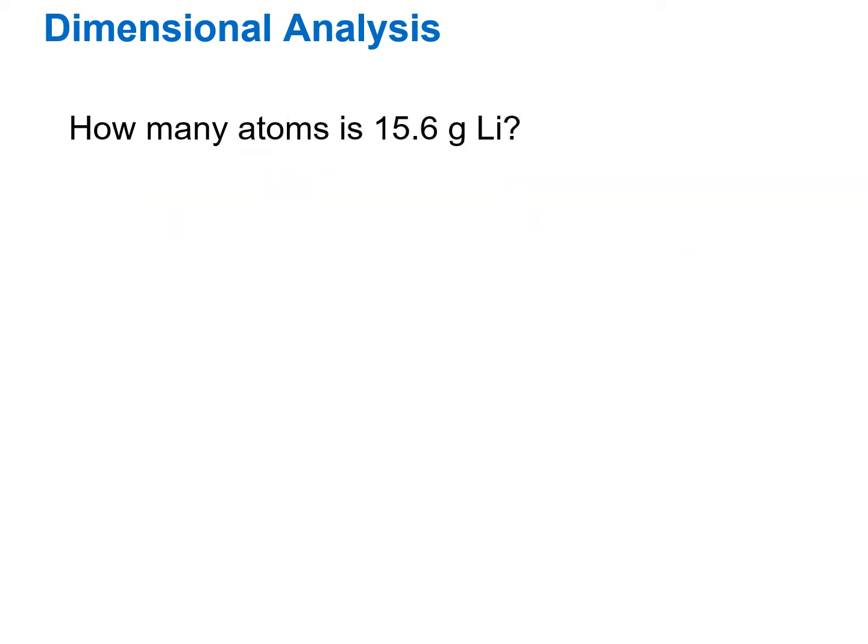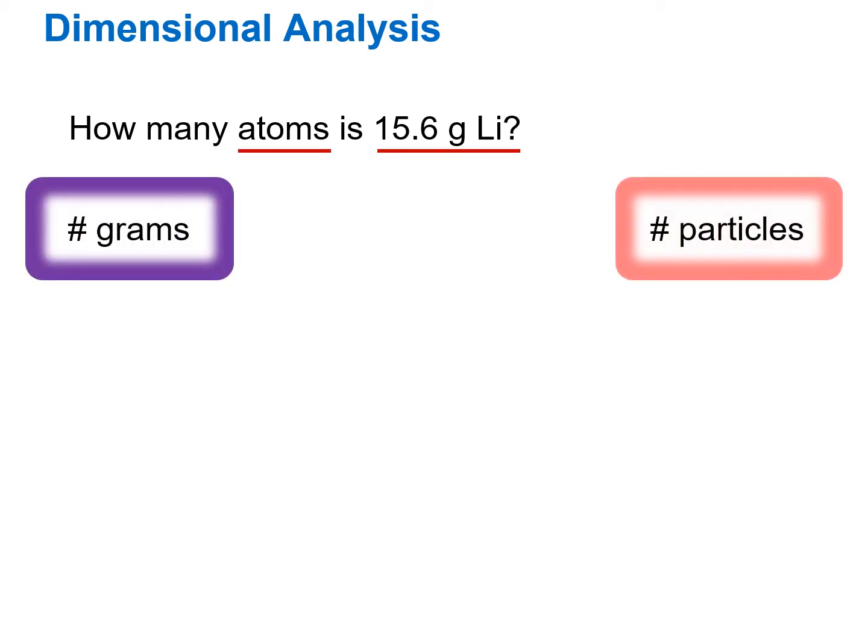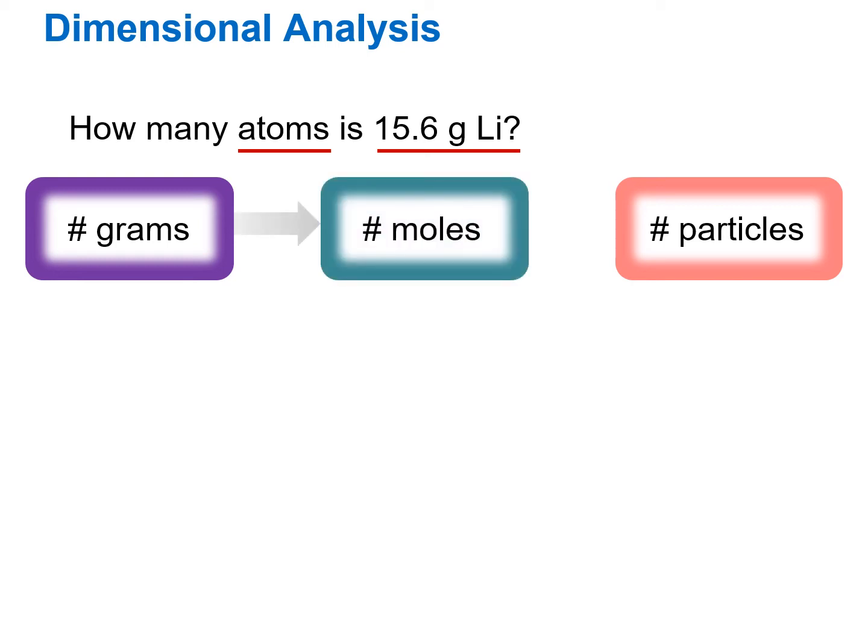So let's add another layer to this. Now this question is asking us how many atoms of lithium are in 15.6 grams of lithium. Now just a minute ago we were just dealing with moles and grams, which is great because we could just deal with molar mass. Now we're asking about atoms. So we're given grams, and we're being asked about atoms, which is basically the number of particles. Now, do we know anything that directly correlates the number of grams with the number of particles? Well, no, we don't. But what we do know is that we can go from grams to moles. And then there is a relationship between moles and the number of particles.